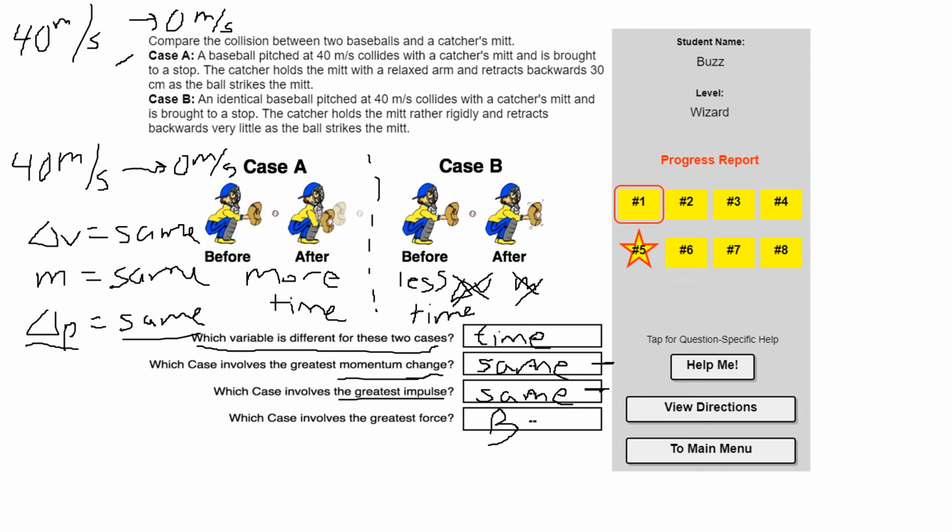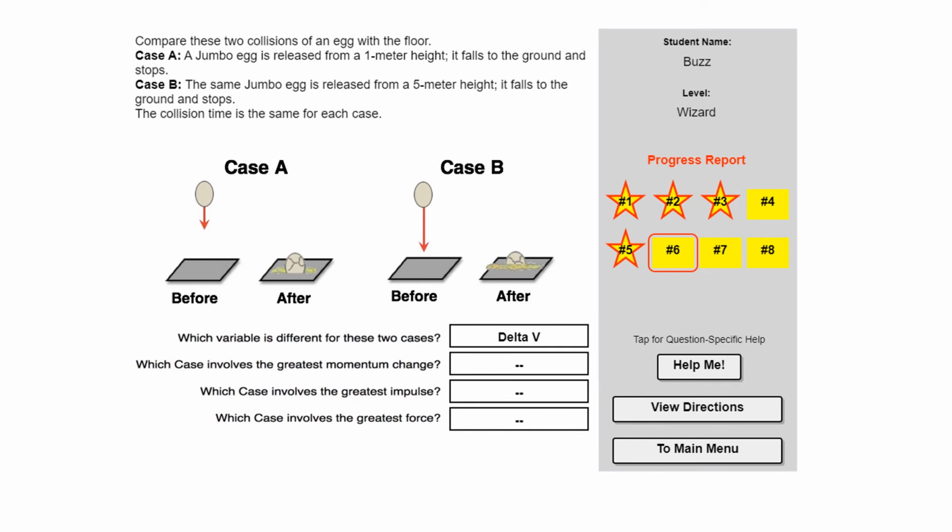Let's look at another. Compare these two collisions of an egg with the floor. A jumbo egg is released from 1 meter height. It falls to the ground, it stops. I don't know what it starts off with, but I know it goes to 0. The same jumbo egg is released from a 5 meter height and falls to the ground and stops. They both end at 0.